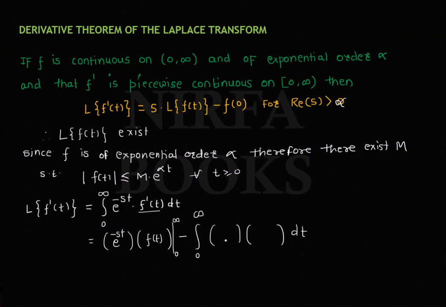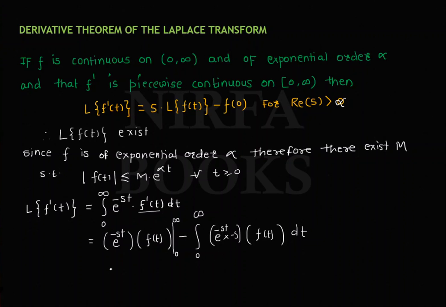Now the next target is how to fill up these two brackets. To fill these two brackets, whatever the first bracket, you take the derivative of this quantity with respect to t and write it in the first bracket. Here it is an exponential function, therefore its derivative with respect to t is e to the power minus st into, again, the derivative of minus st, that is minus s. And this quantity you are keeping as it is, so here I am writing only f of t.